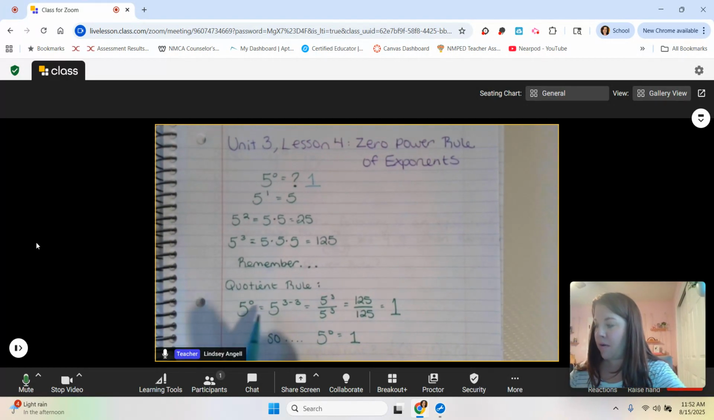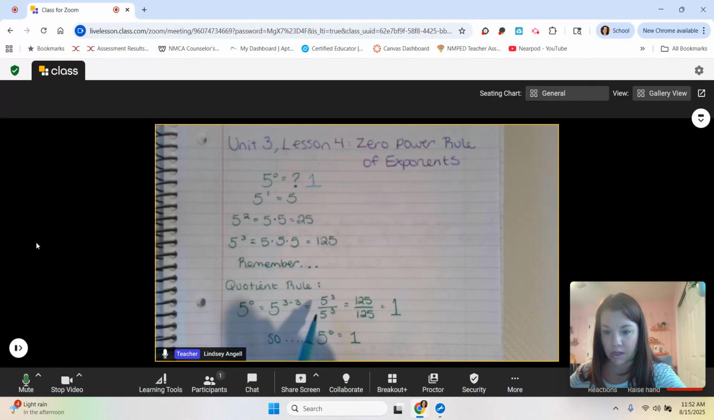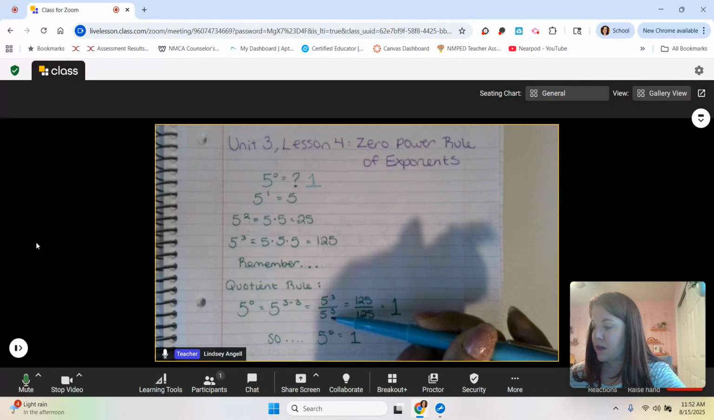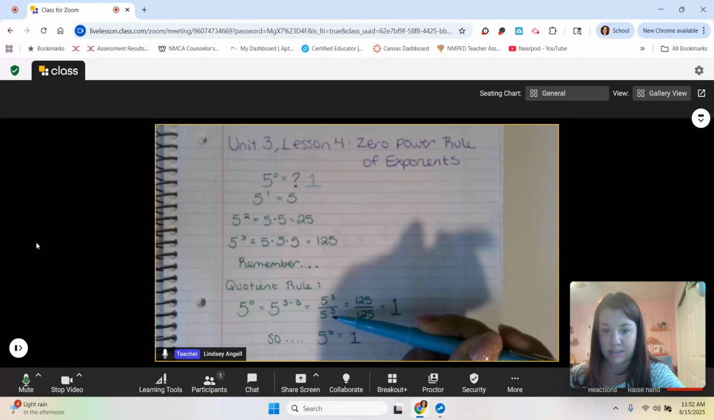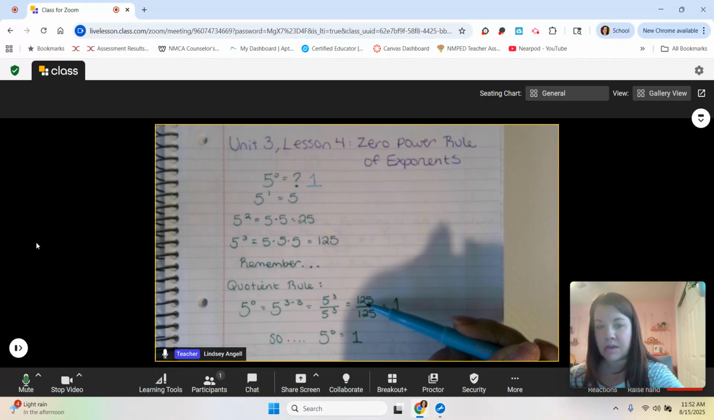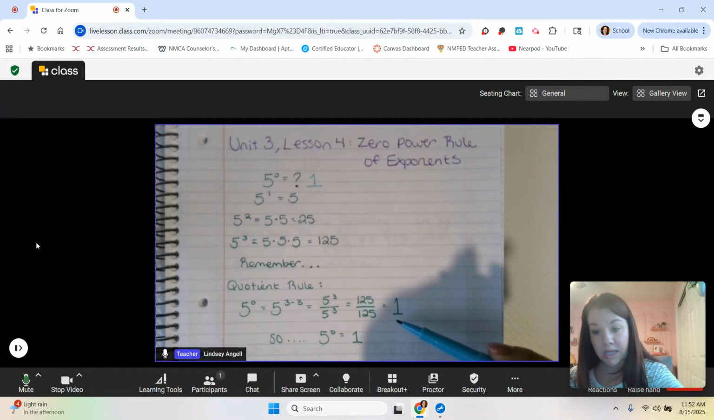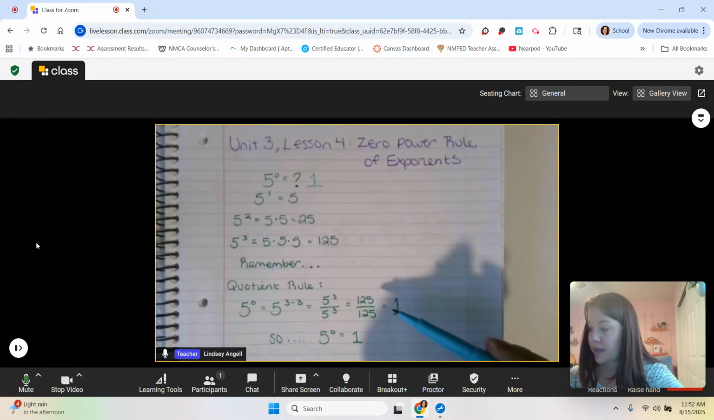So 5 to the 0 power. Well, let's say that we take 5 to the third power minus 3. 3 minus 3 is 0. I could work backwards, and again, this is like working backwards from what we learned in our last lesson. 5 to the third power over 5 to the third power, because if the bases are the same, I can subtract my exponents. Well, 5 to the third power over 5 to the third power is equal to 125 over 125. Anything divided by itself is equal to 1.